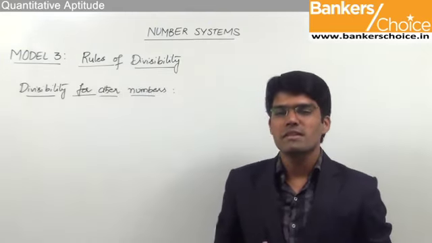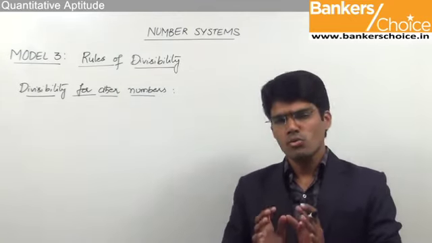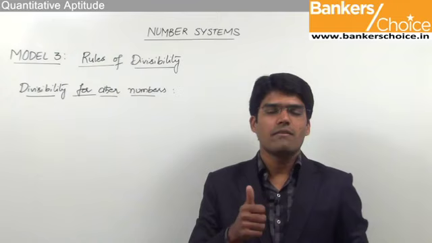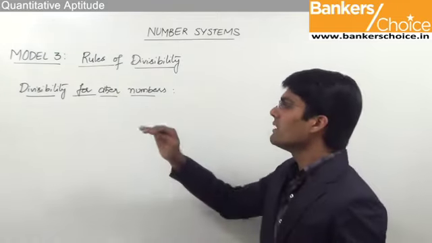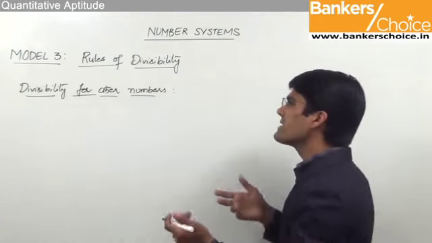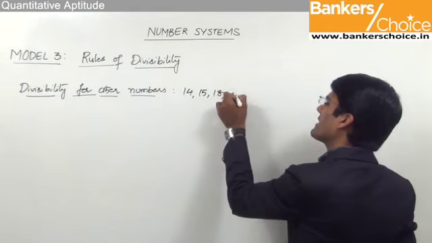Now after learning about the divisibility rules for the first 10 numbers and some special cases, let us now see how to in general decide whether a given number is divisible by a particular number or not. So let's see the divisibility for other numbers, like 14, 15, 18, etc.